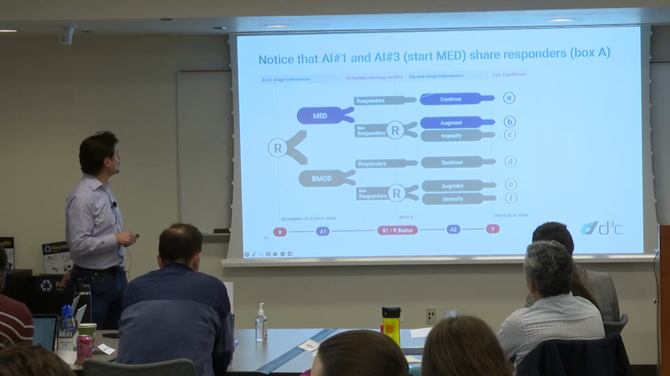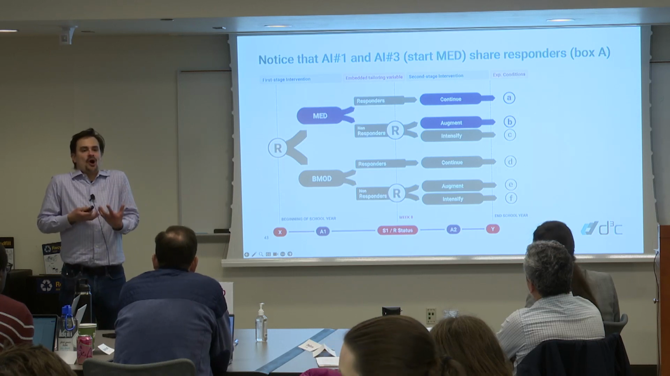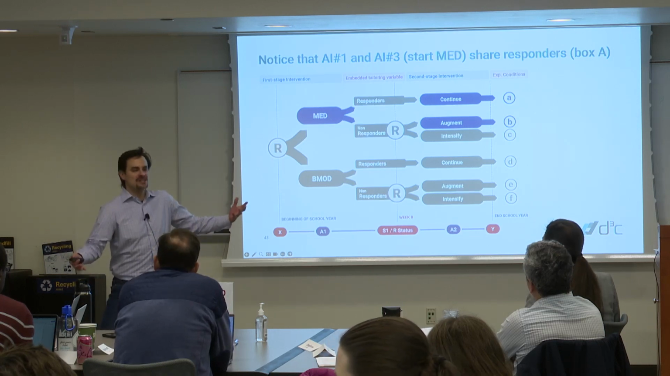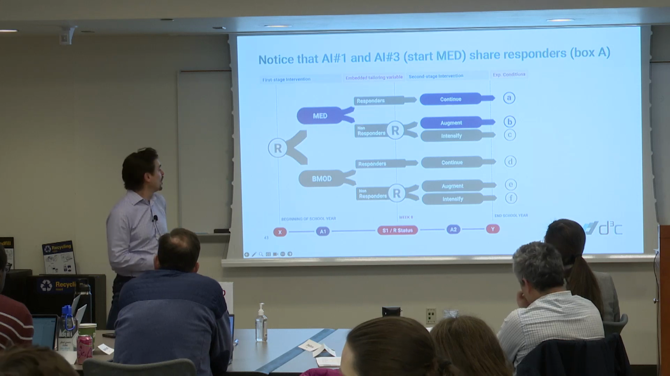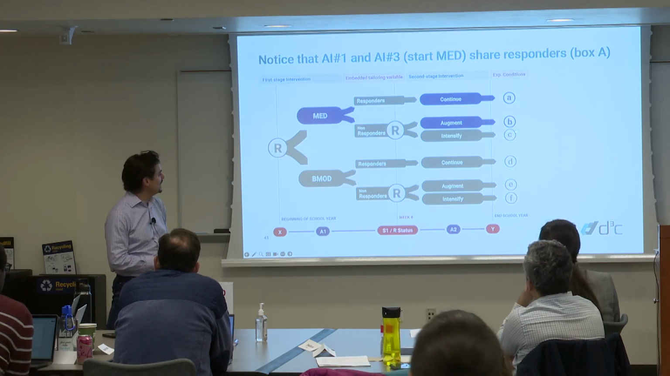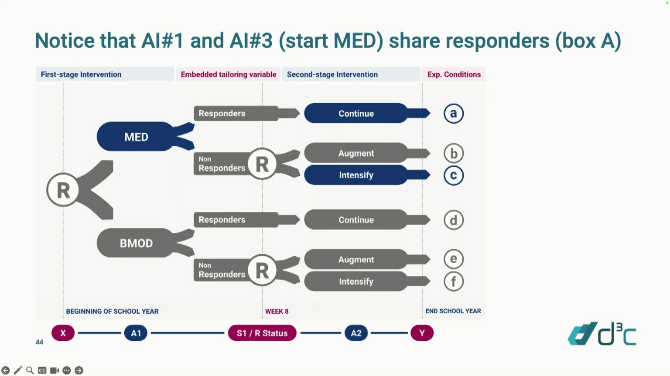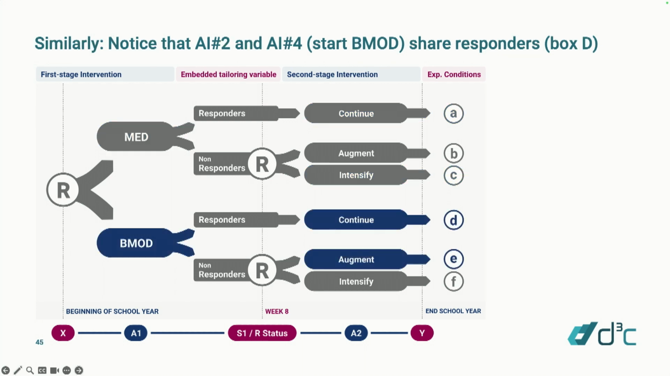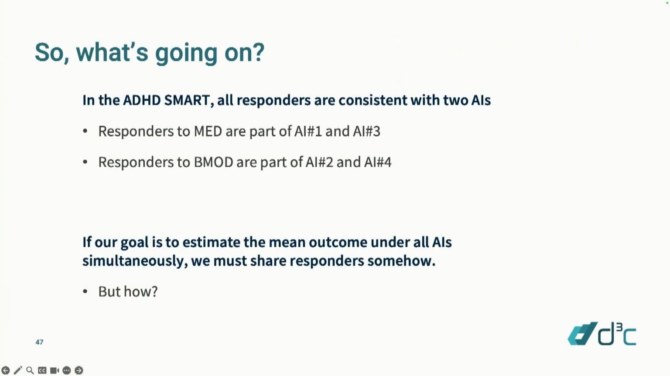So it turns out that responders to med are actually part of two different interventions. Of course they are. These guys are part of the AB intervention, and they're part of the AC intervention, right? Yeah? So I got to address that in the stats. But it's really easy. You'll see. And it happens again at the bottom of the design. AI2 and AI4 share responders as well. Okay? So I got to do something about this or else things are not going to go well. But it's really easy.